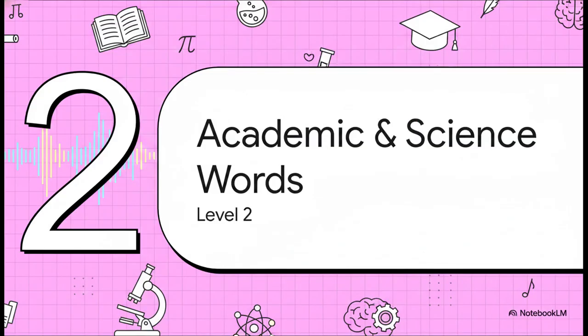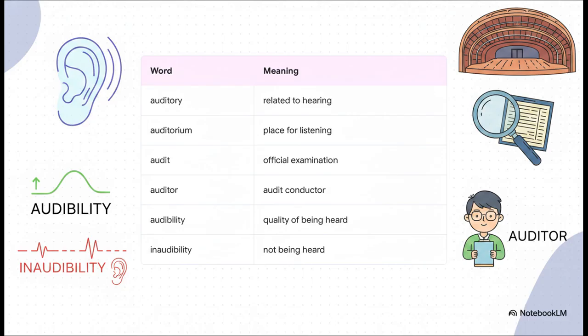All right, time to level up. Welcome to level 2, academic and science words. These are the types of words that really love to show up in regional spelling bees. They take that same simple idea of hearing and apply it to a professional setting. Imagine walking through your school. Your auditory nerve is what lets you hear all the echoes bouncing around the auditorium, which, you guessed it, is a massive room built specifically for listening.